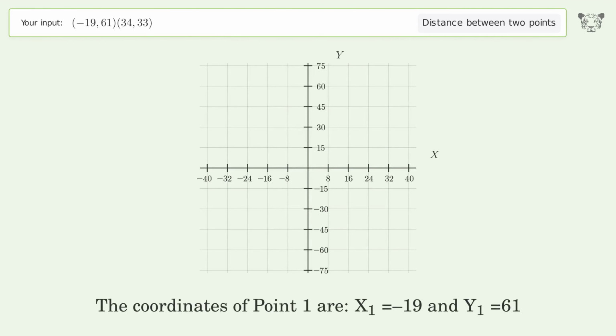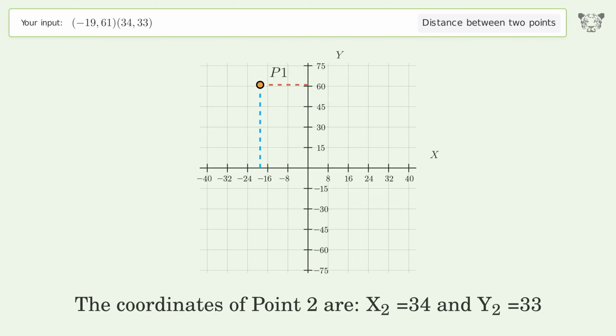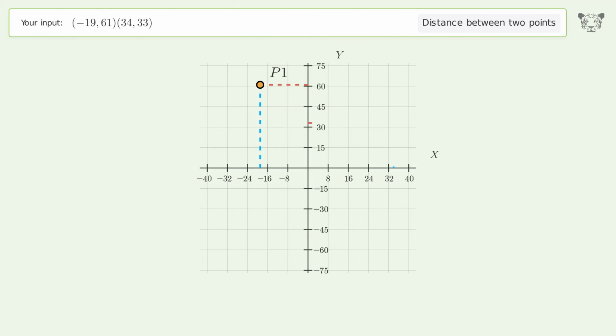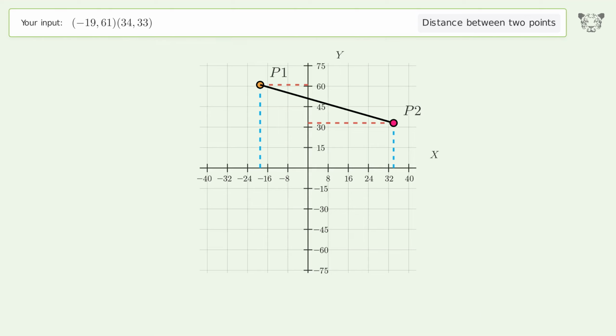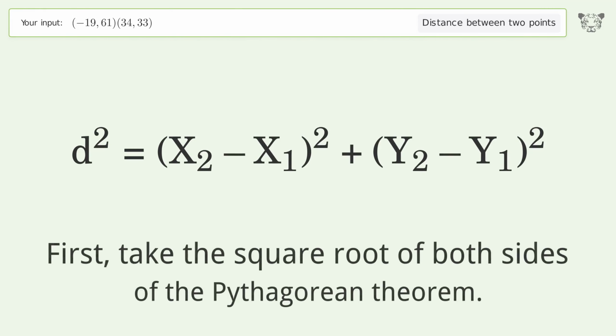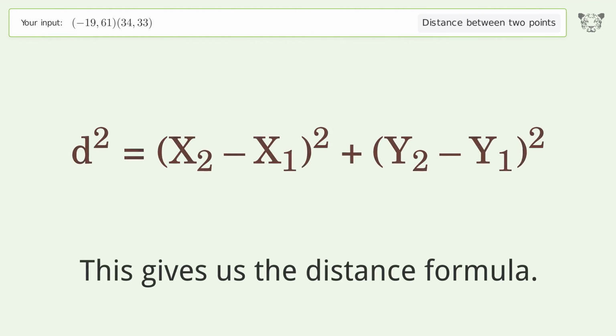The coordinates of point 1 are, x1 equals -19 and y1 equals 61. The coordinates of point 2 are, x2 equals 34 and y2 equals 33. D is the distance between the 2 points. First, take the square root of both sides of the Pythagorean theorem. This gives us the distance formula.